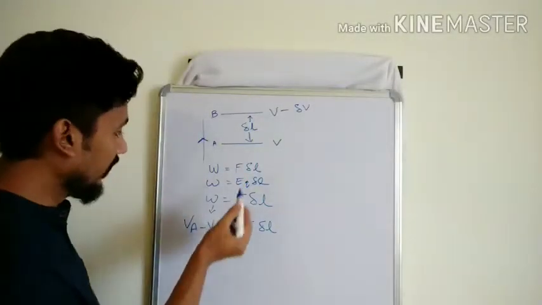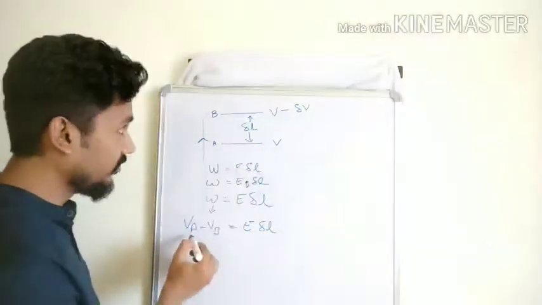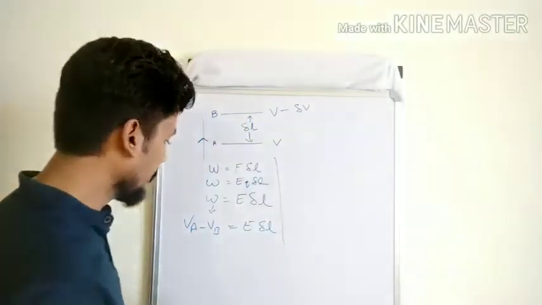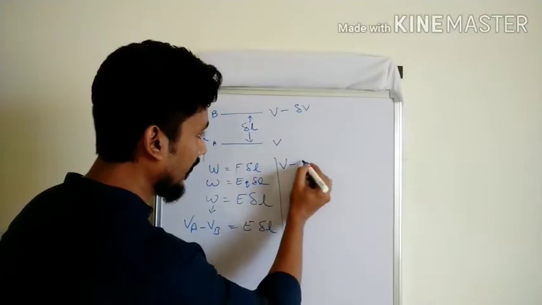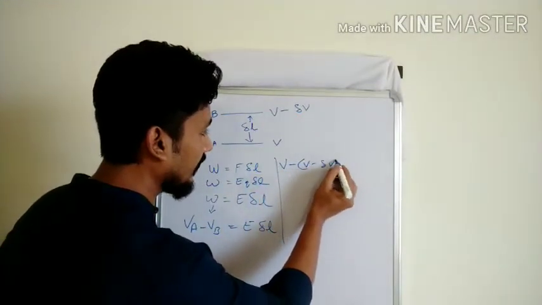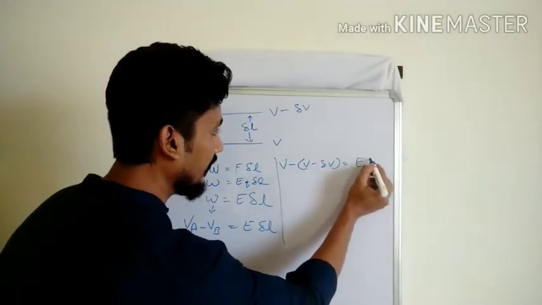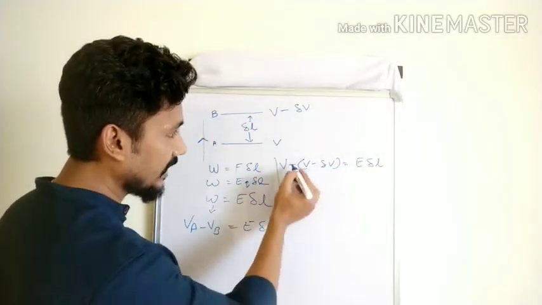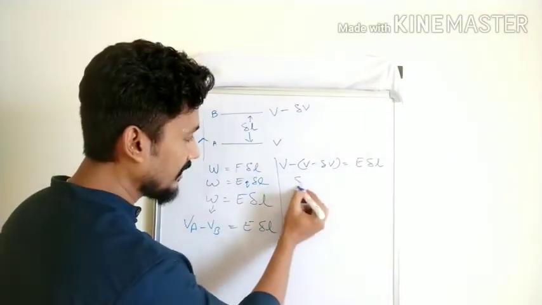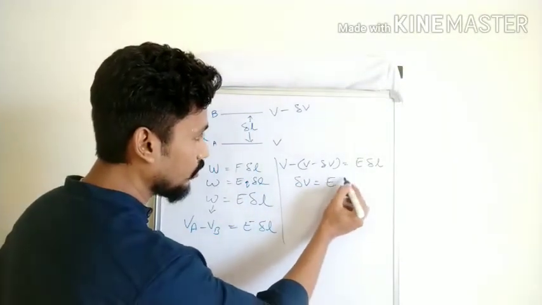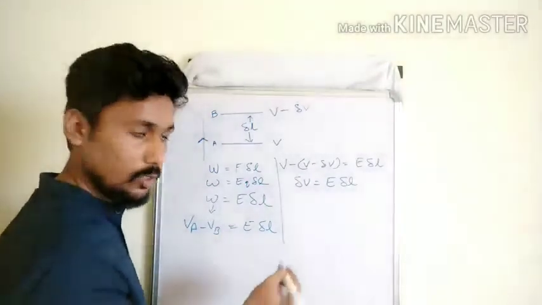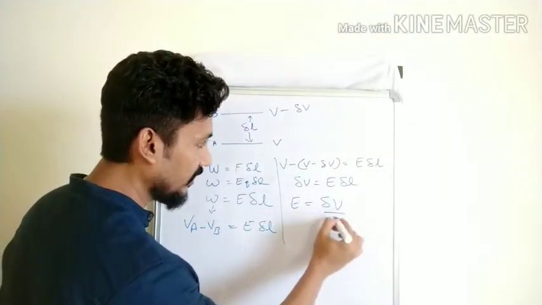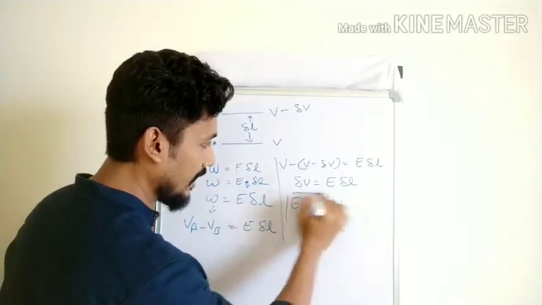Now VA minus VB we can substitute. How much is VA? VA is equal to V. How much is VB? VB is V minus delta V. Let us substitute. So I will get V minus (V minus delta V) is equal to E delta L. So V gets cancelled, minus minus becomes plus. So I get delta V is equal to E delta L, or E, that is electric field, is equal to delta V upon delta L.